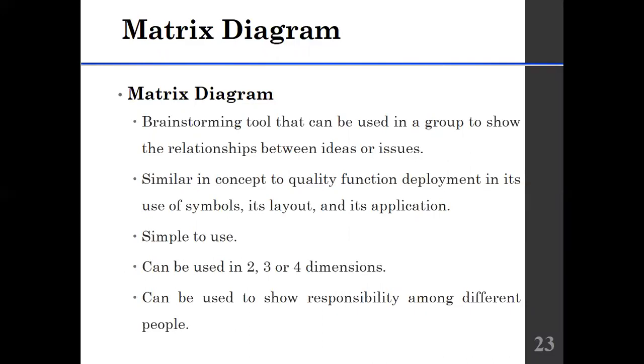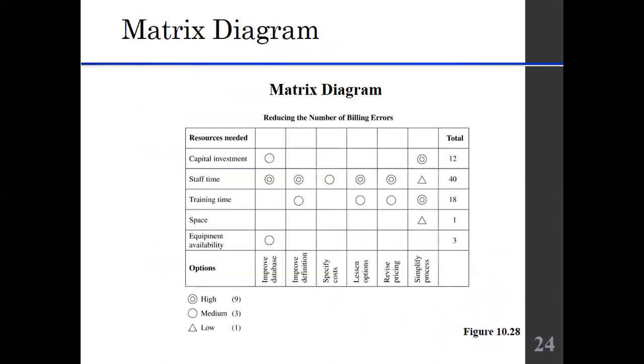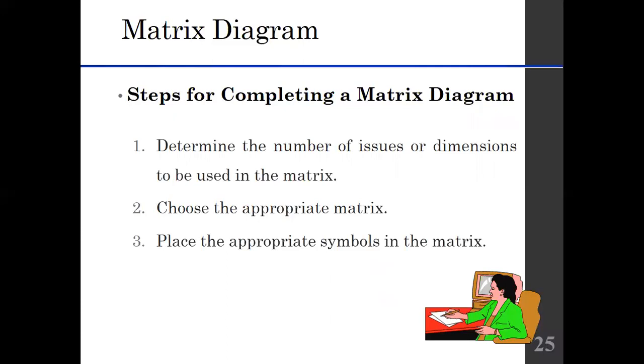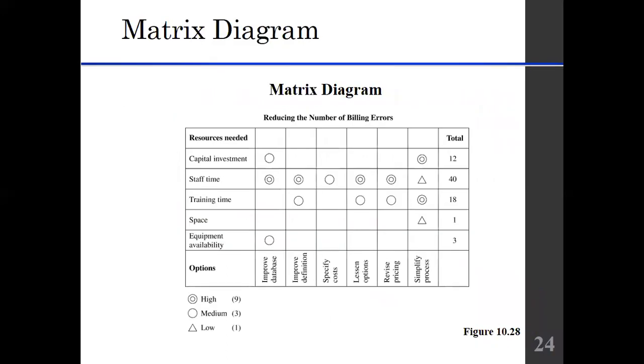Like the other new 7 tools, the matrix diagram is a brainstorming tool that can be used in a group to show the relationship between ideas or issues. Matrix diagrams are simple to use and can be used in 2, 3, or 4 dimensions. So this is actually a matrix diagram. First we need to go to the steps of the matrix diagram, and then we will come back to this particular sample of the matrix diagram.